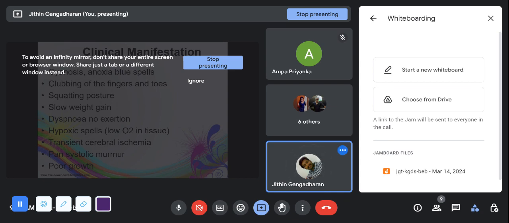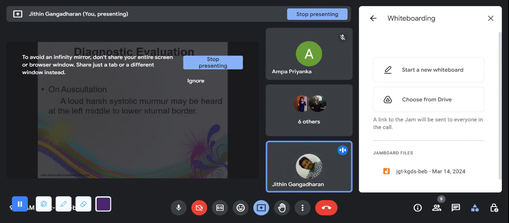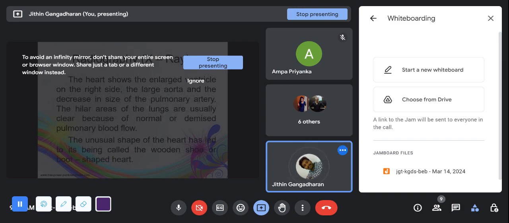What are the clinical manifestations? Cyanosis, clubbing of fingers and squatting position. I have said what the squatting position is. Dyspnea. Then cerebral ischemia, because anything associated with decreased oxygen in the tissues is a clinical manifestation of these cyanotic heart diseases. Then on auscultation, definitely a murmur.